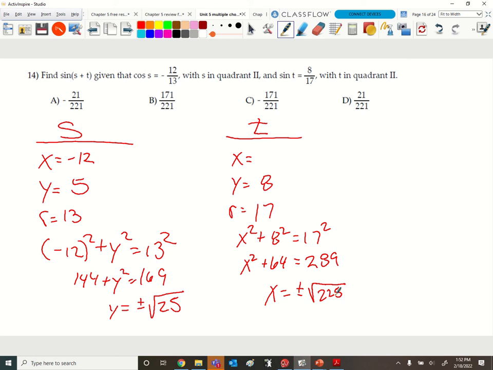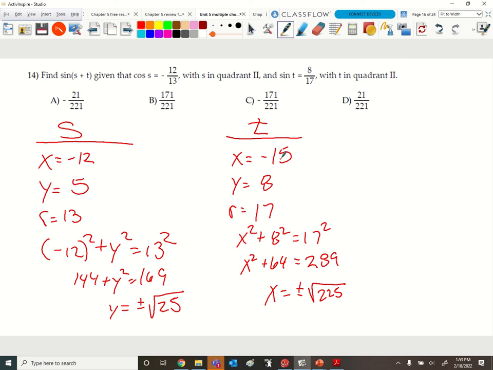It is 15. Now, right here it says for my x, or my t value, is in quadrant 2. So what do we know about the x value in quadrant 2? Positive, negative? Negative. So it's going to be a negative 15, right? So it's a negative 15.